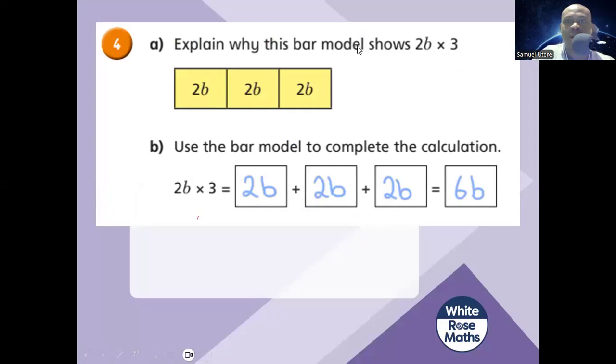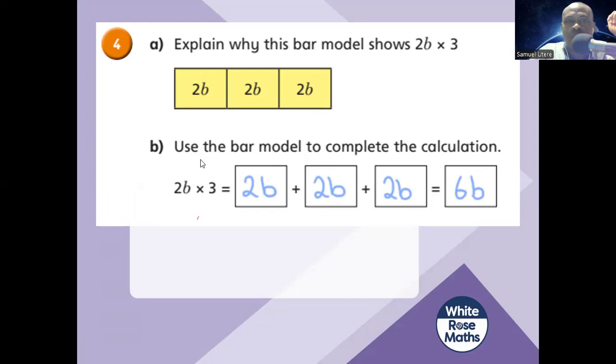They say you should explain why this bar model shows 2b times 3. Well, it shows 2b times 3 because if we add them, it's going to be 2b plus 2b plus 2b. Remember, if this was w plus w plus w, we would say we can write it as 3 times w or w times 3. You remember what we've been doing from the start of the lesson? So we can just do the same thing. We can say it's the same thing as 2b times 3.